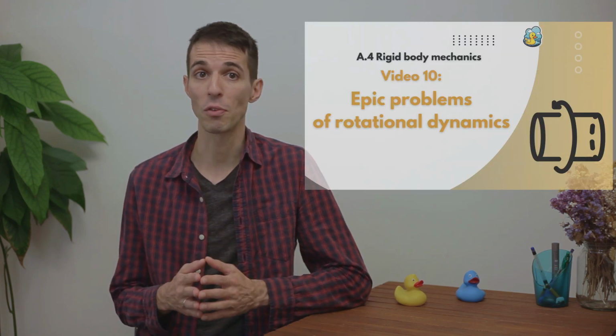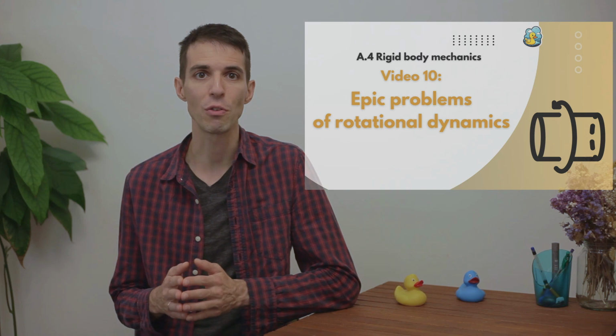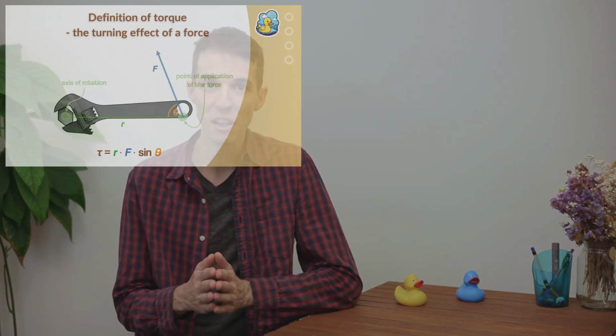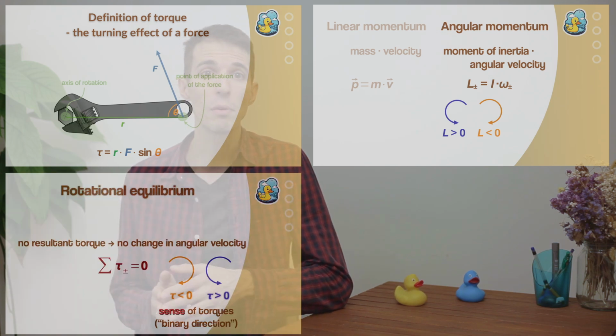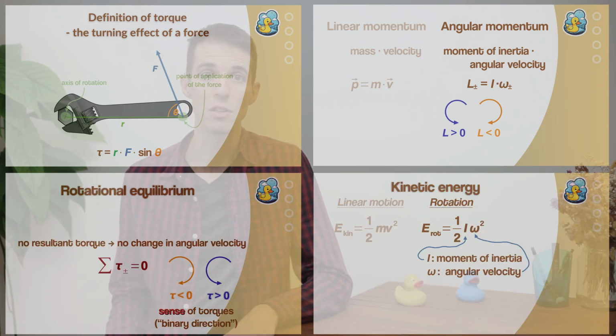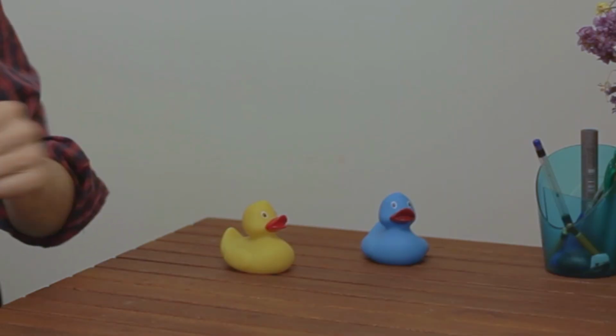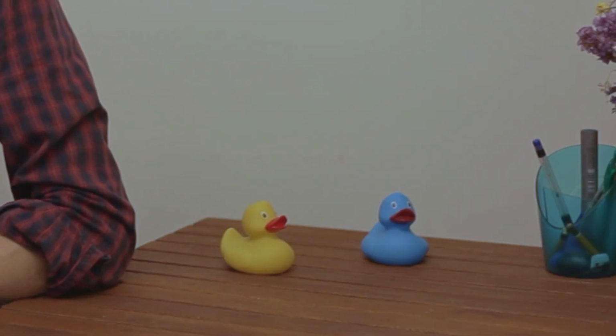Tamási A.4 here. Today we are diving into the most challenging part of rotational dynamics, solving some epic problems that combine everything we have learned so far. These problems will test our understanding of torque, angular momentum, equilibrium, and rotational kinetic energy. So, drop off your coat, roll up your sleeves, and don't worry, our rubber ducks will be here with us to help along the way.